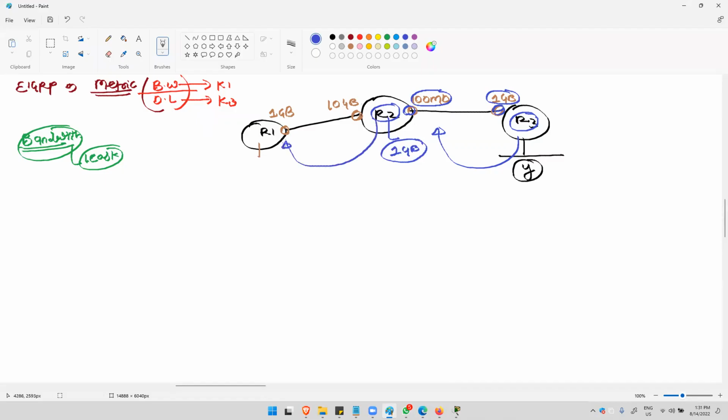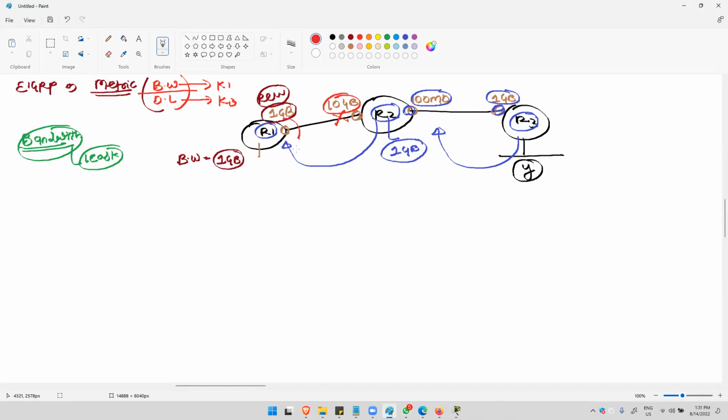Whenever R2 forwards an update on the R1 side, the receiving interface has how much speed? 1 GB. But sending is 10 GB. So which one is best? 10 GB is best. Always clear: never check the sending interface's bandwidth information. Always check which one? Receiving. So R1 says if I want to reach the R3 side, which bandwidth are we using? 1 GB.